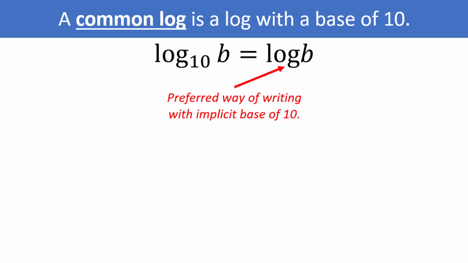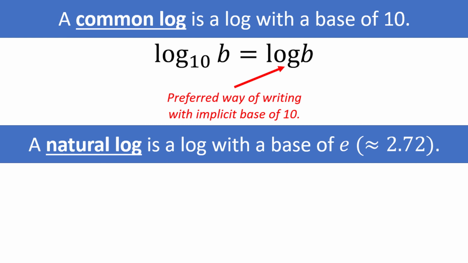Okay, the other one is log with a base of e, which we call the natural log. You may or may not be familiar with e. E is called Euler's number, and it's kind of like pi. It's a repeating decimal that's important in a lot of math problems. It has a value of approximately 2.72, and it turns out to be useful as the base of a log in many situations. Most calculators will have a key for e.